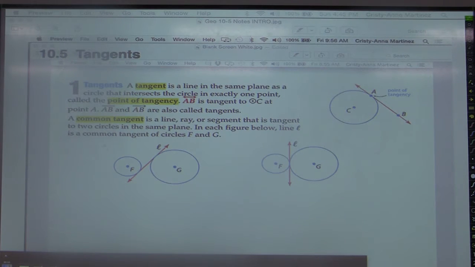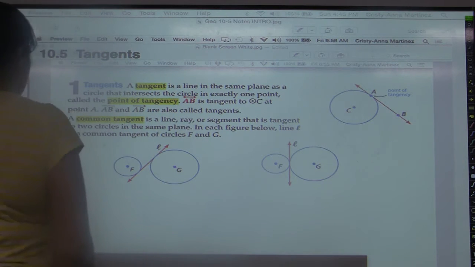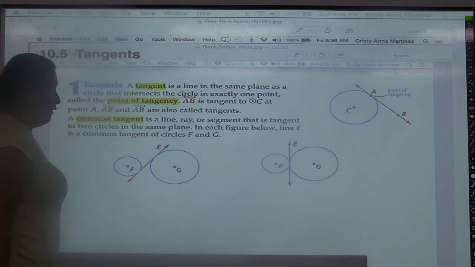Hello there, this is a geometry video. It is chapter 10, section 5, and today we will be discussing tangents. So to get started, we've got some vocabulary for you.